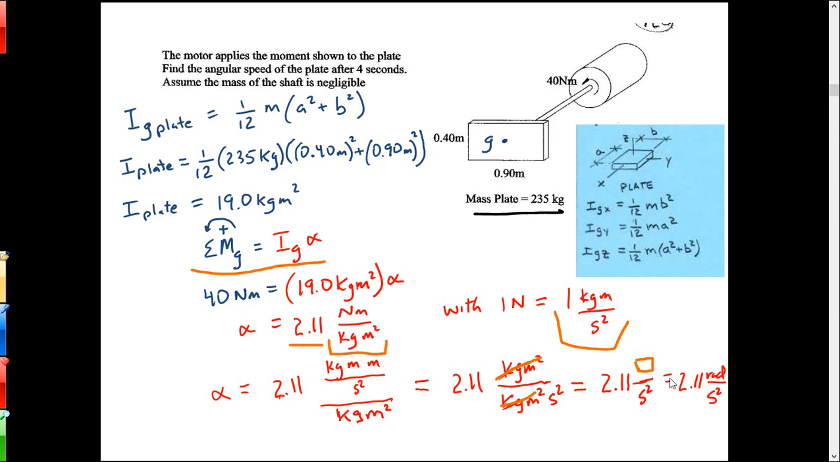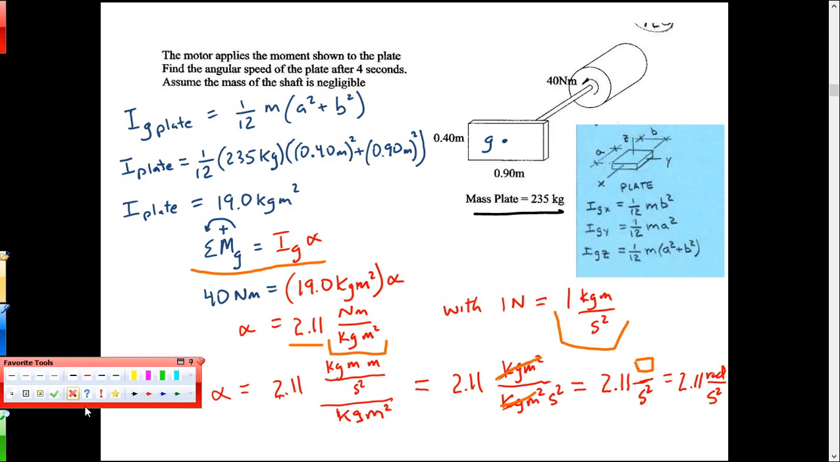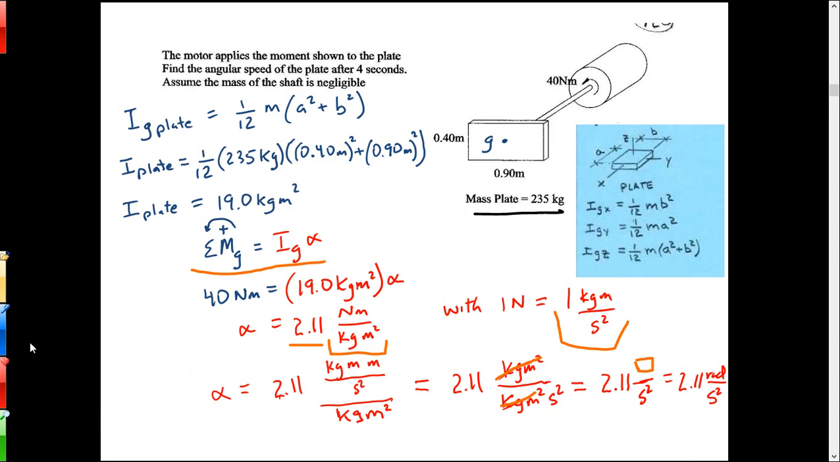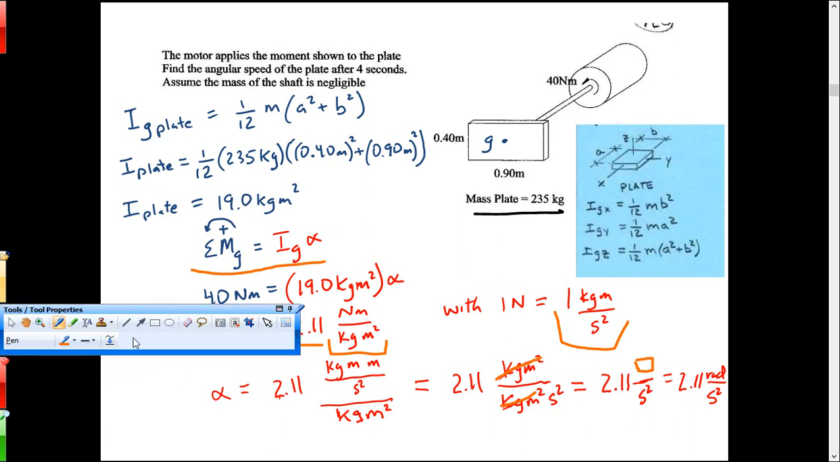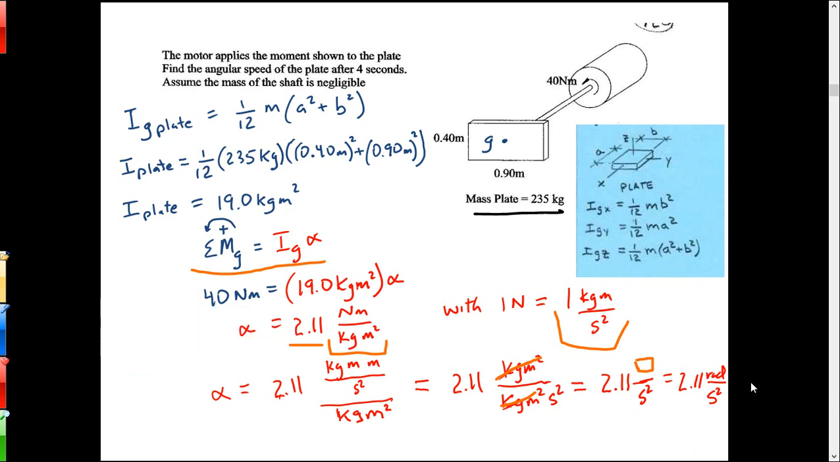And the nothing is a radian, because a radian is a ratio between a radius and a circumference. So it's a unitless quantity. So we can fill in that blank on the top with radians. What we get there is alpha at 2.11 radians per second squared. Okay.